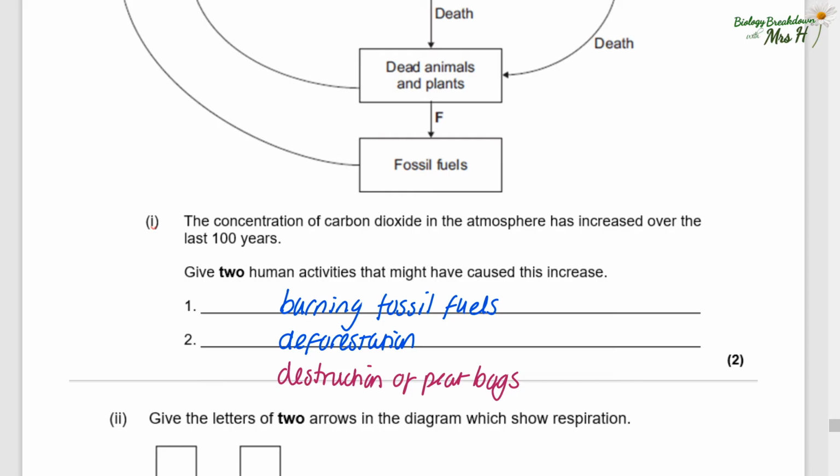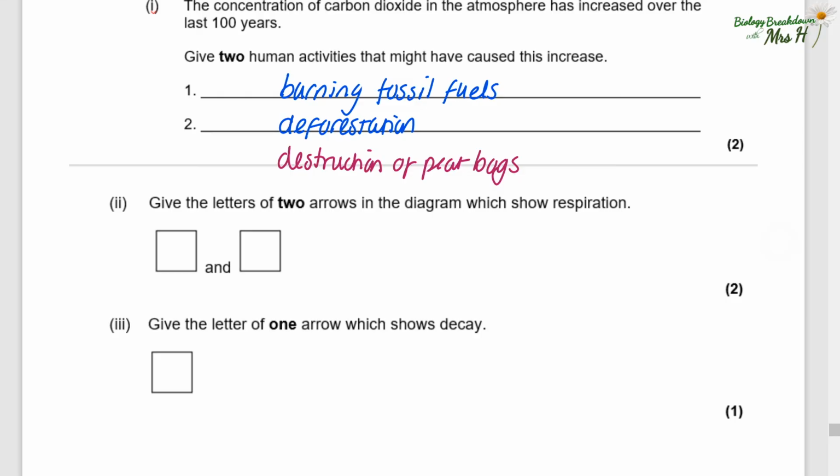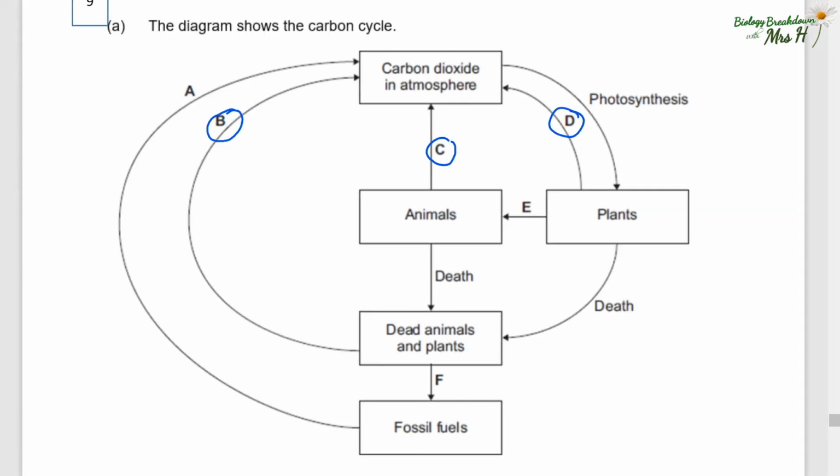Give the 2 letters of 2 arrows in the diagram which show respiration. If we're looking for respiration, we're looking for arrows that are going to be pointing towards where the carbon dioxide is in the atmosphere. Dead plants and animals, there seems to be a release of carbon dioxide from that. The microorganisms that are decaying the dead animals and plants.